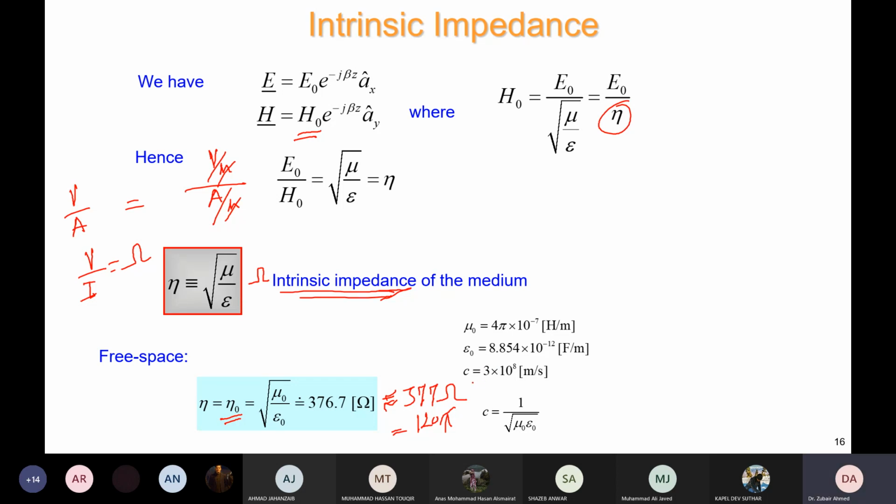Some time before, we also calculated the velocity, which was equal to 1 by square root of mu naught epsilon naught, which came equal to the speed of light, 3 into 10 power 8. So the speed of light can also be calculated using the constitutive parameters epsilon naught and mu naught, and the intrinsic impedance can also be calculated using these constitutive parameters. And please remember it's a constant.